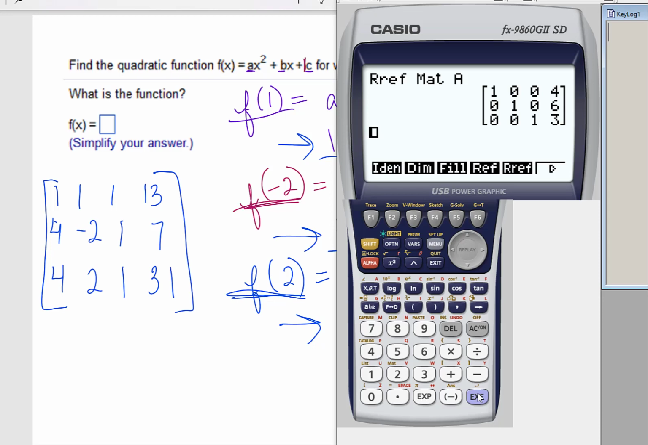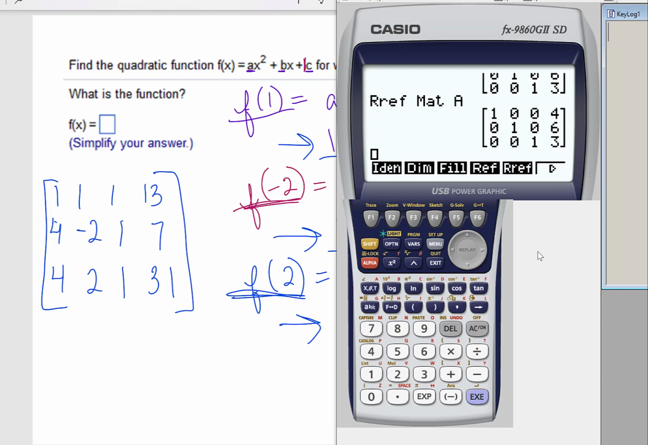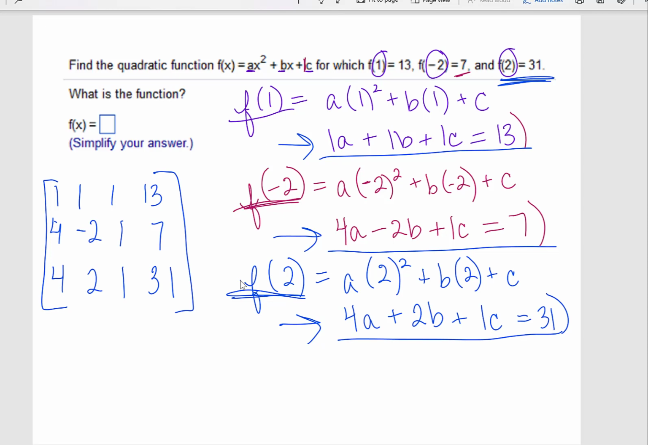There we go. X is 4. I'm sorry, A is 4. Because remember, this is not X, Y, Z. This is A, B, C. So A is 4, B is 6, and C is 3. So they're not asking though just for A, B, and C, right? And they're not asking to give it as like 4, 6, 3. They want it in the quadratic function.